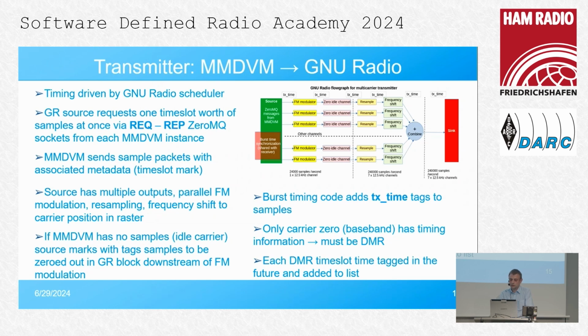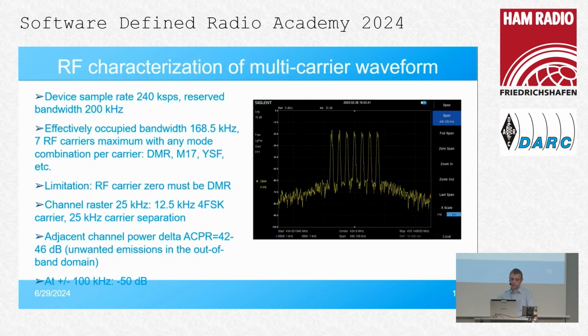So, like I said before, only carrier 0 must have these tags to avoid dropped samples. And the samples are tagged and transmitted into the future. So we need to allow for the latency of the flow graph to allow the samples to be transmitted sometimes like 60 to 80 milliseconds in the future.